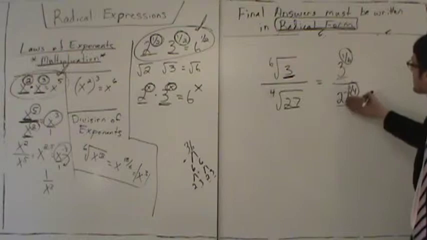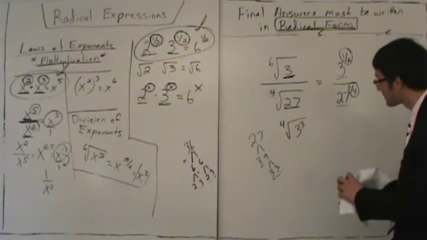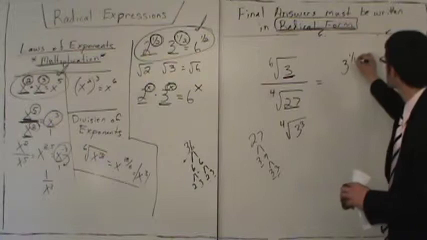So we have to either get the exponents to match or get the bases to match. In this case, we can get our bases to match by taking our 27 and breaking it down to 3 times 9, which is 3 times 3. This is what I should have said first. There are 3 3s, so we're going to write this as the 4th root of 3 to the 3rd. Now, we can write this as 3 to the 1/6 power over 3 to the 3/4 power.